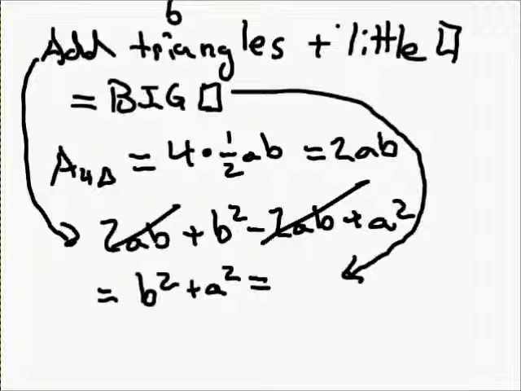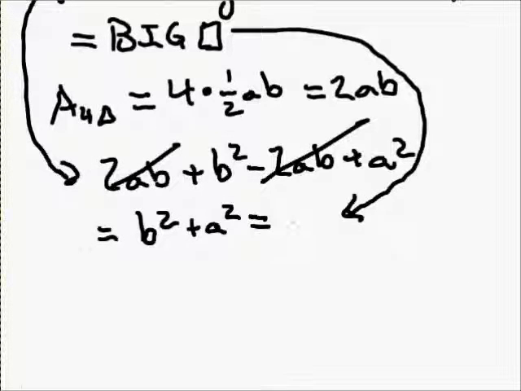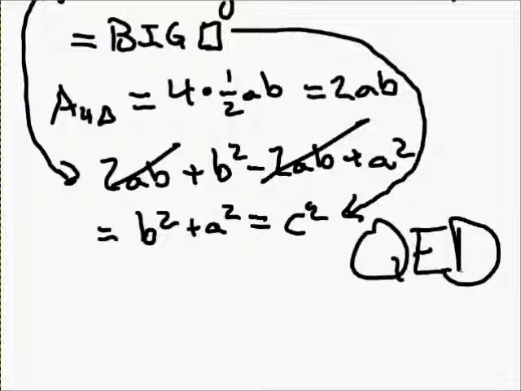What's the area of that big square again? Oh yeah, c squared. A squared plus b squared is equal to c squared. QED. Excellent.